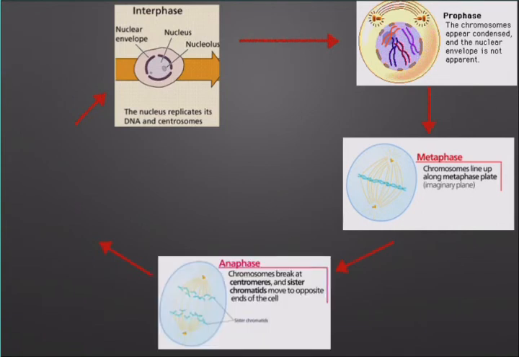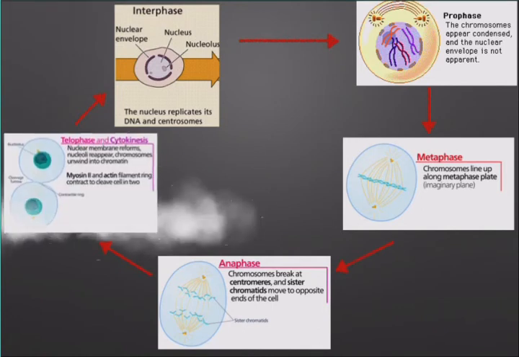Then we have our anaphase. Anaphase is when the centrioles pull the sister chromatids apart from the nucleus, from the center, and they start pulling them to the poles. And then the centromere also is breaking in this stage.